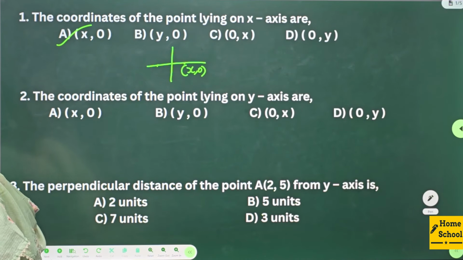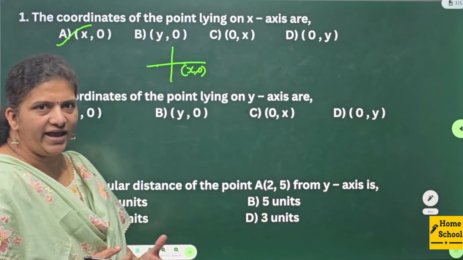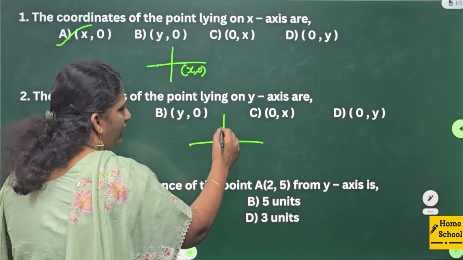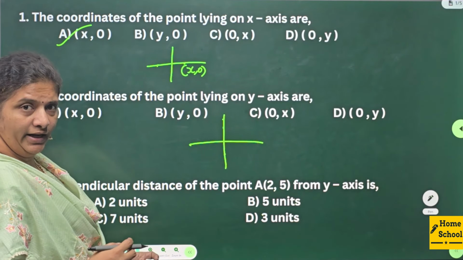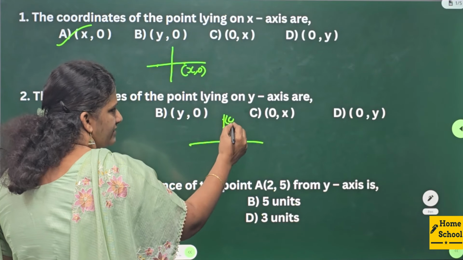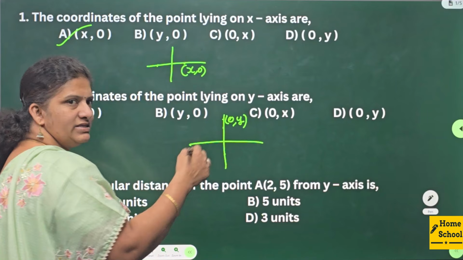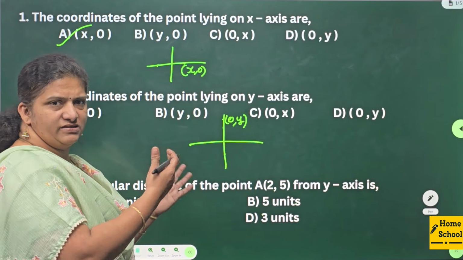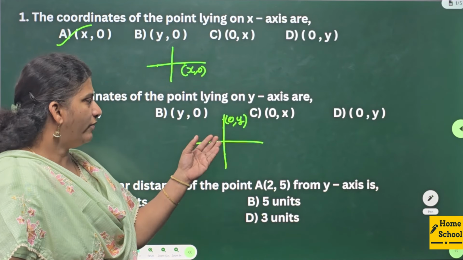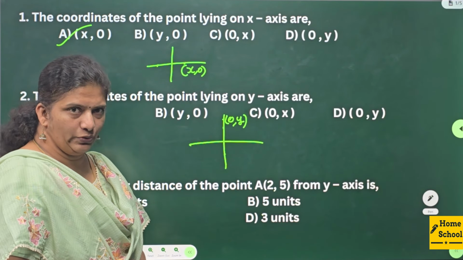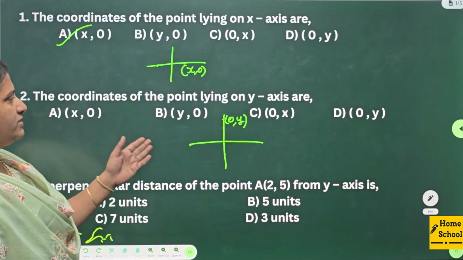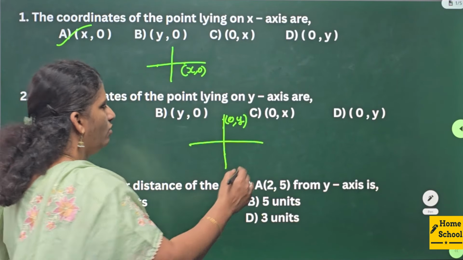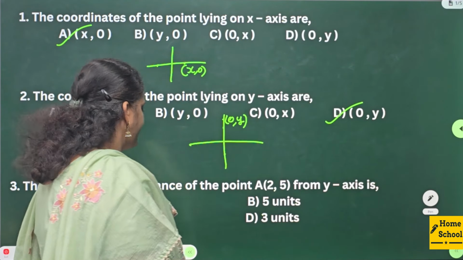Second one, the coordinates of the point lying on y-axis. On y-axis, anywhere you think the point, the x coordinate will be 0 and y will have some value or other. That means it may be 7, minus 7, 6, 3, any value of y will be there, whereas the x coordinate is 0. The coordinates of the point lying on y-axis are 0, y. Option D is your answer.